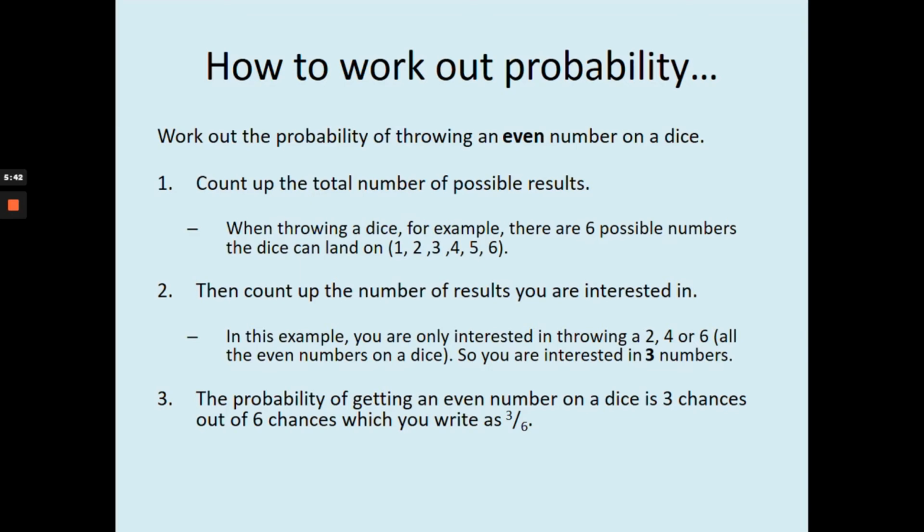We can then go into stage 3 where the probability of getting an even number on a dice is 3 chances out of 6. So you'd write that as 3 over 6. So 3 would be the amount of even numbers, 6 would be the amount of sides on a dice. So 3 over 6. This can be cancelled down to 1 over 2, or a half, which is the same as an even chance.